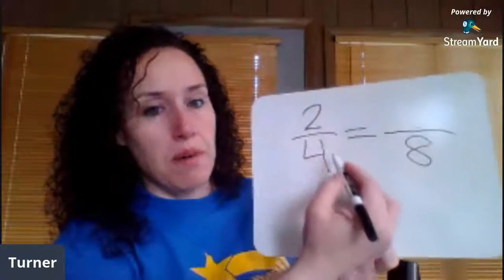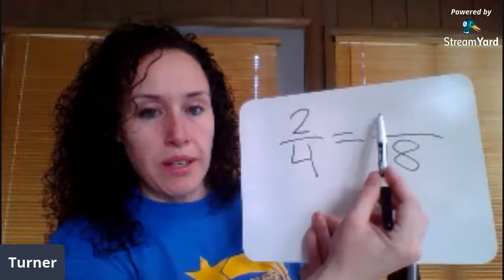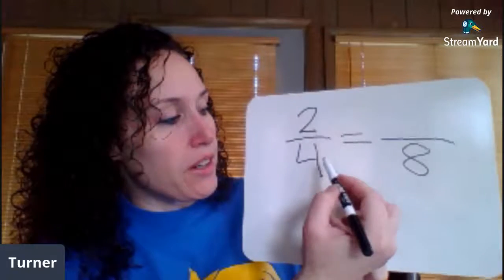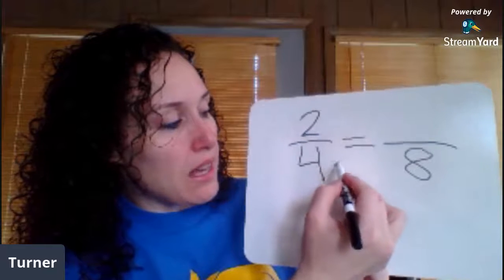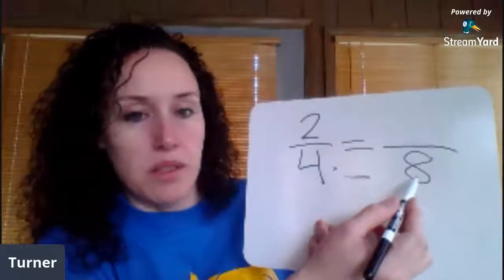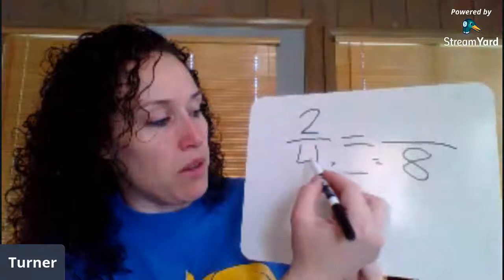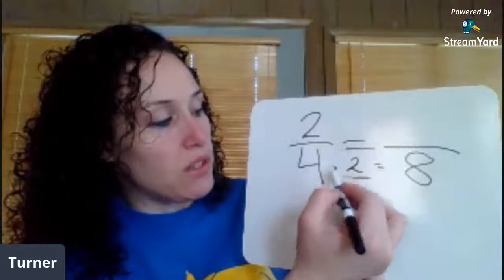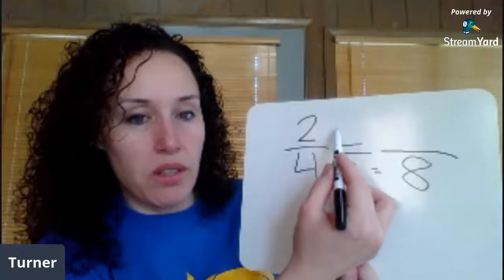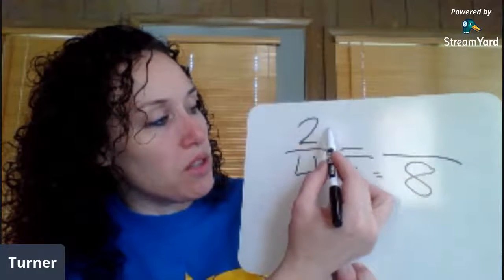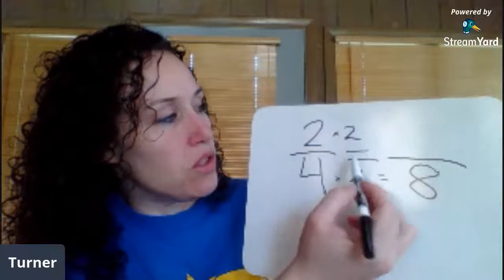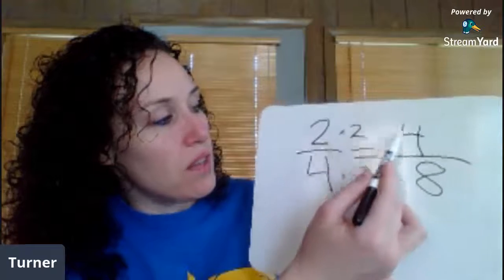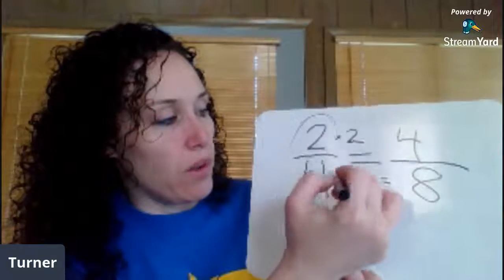So in this kind of problem, when they don't give you a numerator or they don't give you a denominator and you're trying to find the equivalent, you're going to think of 4 times something equals 8. And we know that 4 times 2 equals 8. So whatever we do to the bottom of the fraction, we're also going to do to the top. So we know that 2 times 2 equals 4. So 2/4 and 4/8 are equivalent.